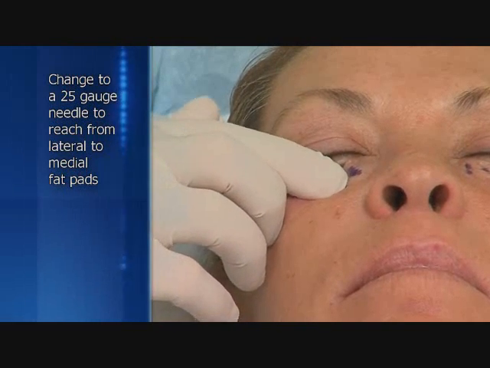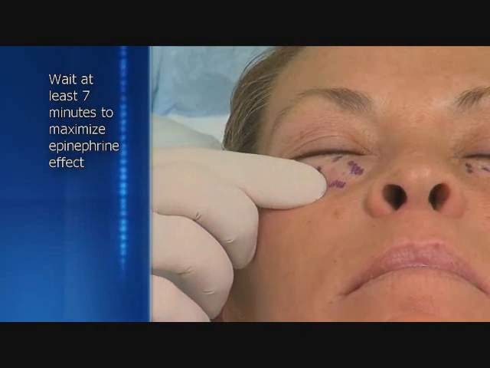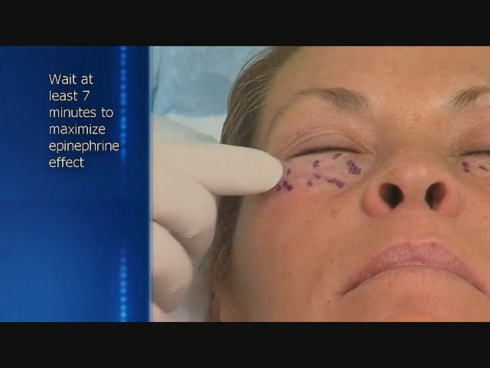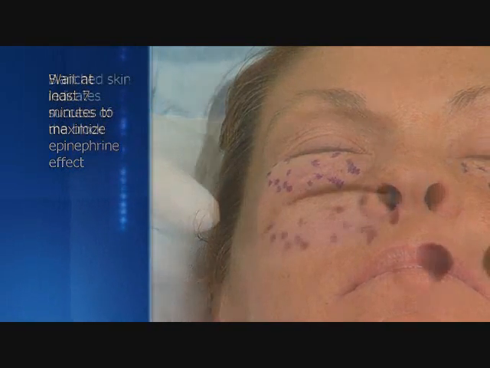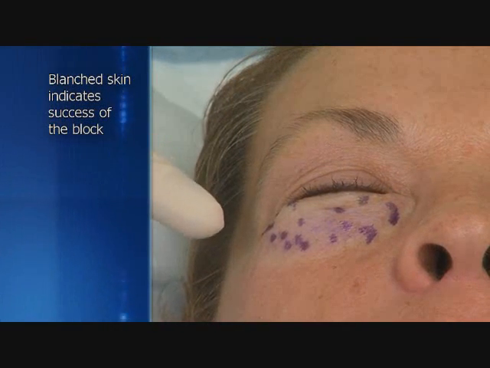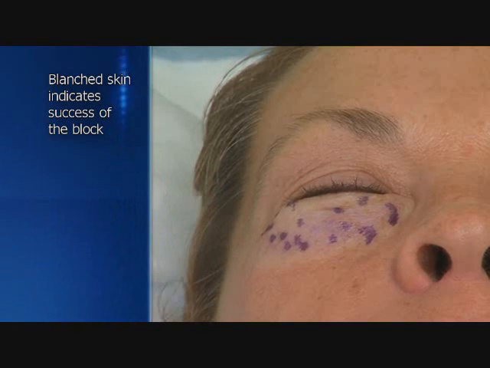Gentle massage can be used to disperse the anesthetic. In addition, it's important to wait at least 7 minutes to maximize the epinephrine effect of the xylocaine with epinephrine. The surgeon can monitor the blanching of the skin that occurs as an indicator of the success of the block.